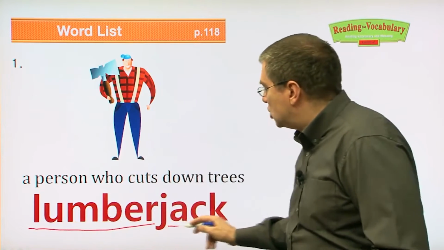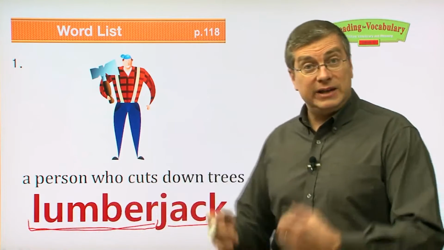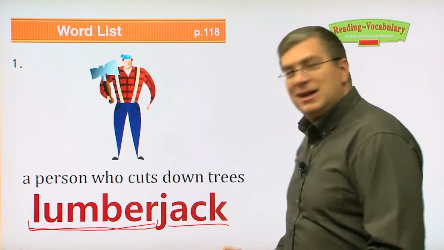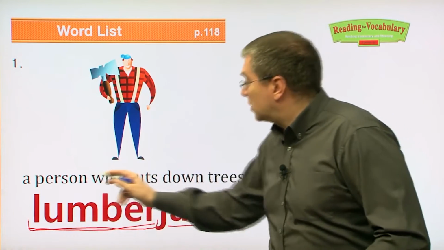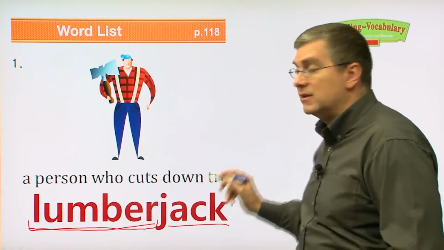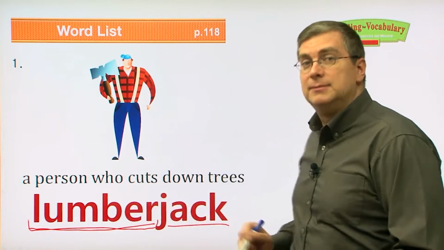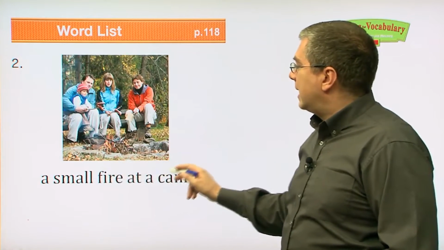Lumberjack. Now you may know the word lumber. Lumber is wood. Wood from trees is lumber. Jack, maybe just the name of a person. Lumberjack is a person who cuts down trees. Paul Bunyan was a lumberjack. Okay? Next one, a small fire at a camp.